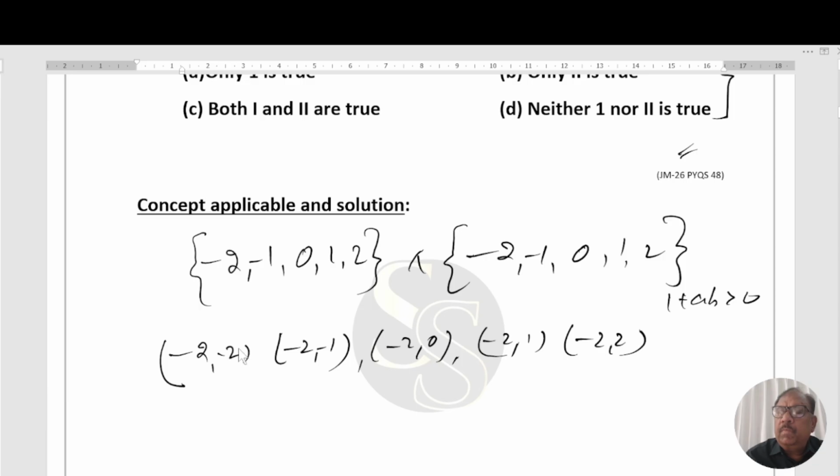This is a, this is b. So (-2, -2) is correct, since ab is 4 and 1 plus ab is greater than 0. Then (-2, -1): ab is 2, correct. Then (-2, 0): 1 plus ab is 1, which is greater than 0, correct. Then (-2, 1): 1 minus 2 is negative, so this will not be included. (-2, 2): ab is -4, this is wrong. In this row we got 3 elements.